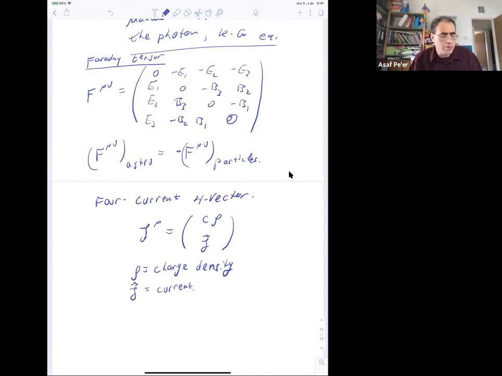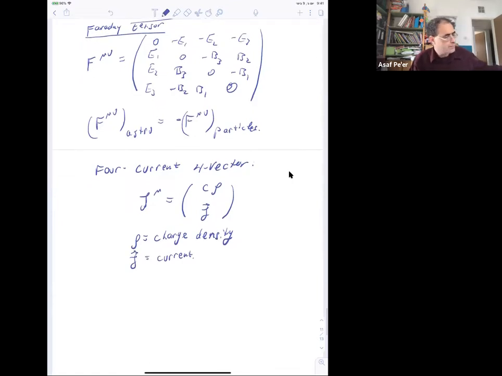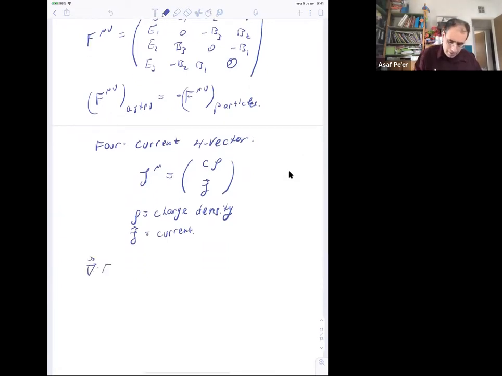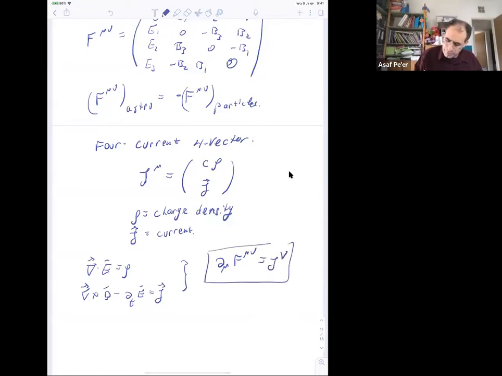Now I can write down two of Maxwell's equations, the non-homogeneous Maxwell's equations: ∇·E equal to ρ, and ∇×B minus ∂_t E equal to J. I can write them in a very compact form. It's just ∂_μ F^μν equal to J^ν. Very simple.